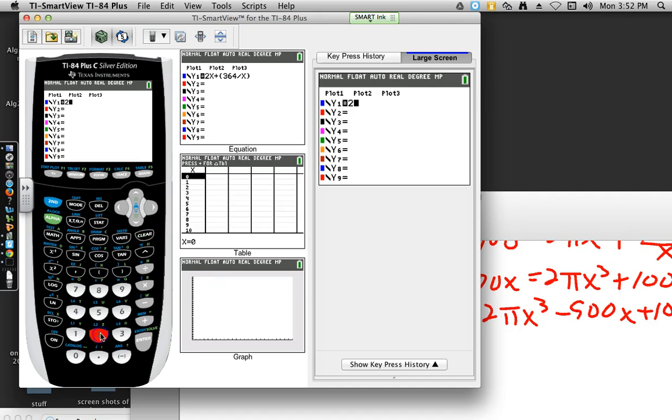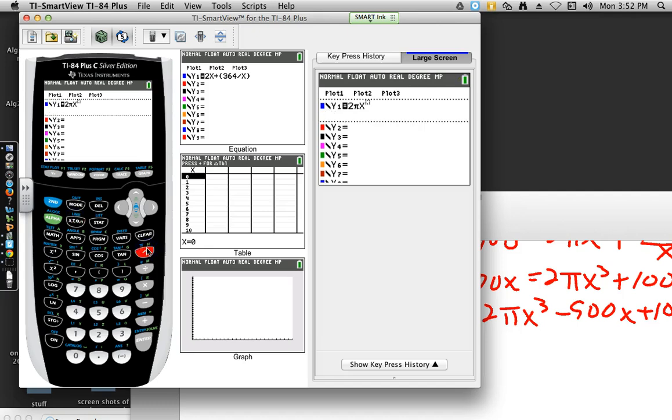So we need 2 pi x to the third minus 900x. Didn't take the minus. I have to be so careful with this smartboard calculator. It just does not like to be good. 2 pi x cubed minus 900x plus 1,000.